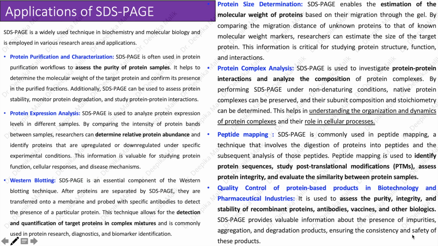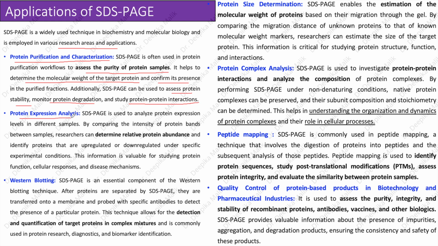Now coming to the applications of SDS PAGE. It is a widely used technique in biochemistry and molecular biology and is employed in various research areas and applications. First is protein purification and characterization. It is often used in protein purification workflows to assess the purity of protein samples. It helps to determine the molecular weight of the target protein and confirm its presence in the purified fractions. Additionally, SDS PAGE can be used to assess protein stability, monitor protein degradation, and study protein-protein interactions.